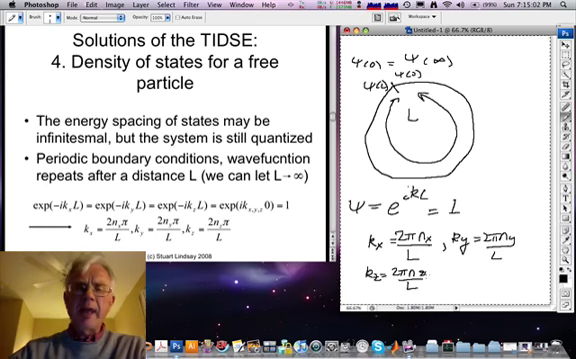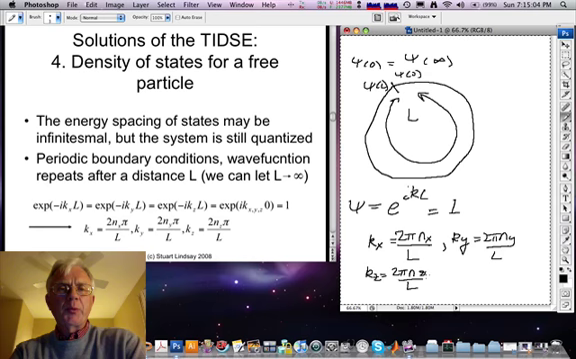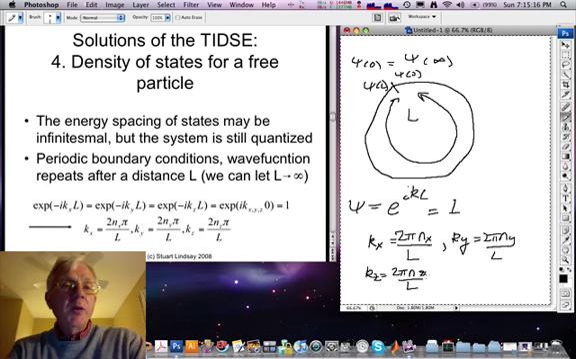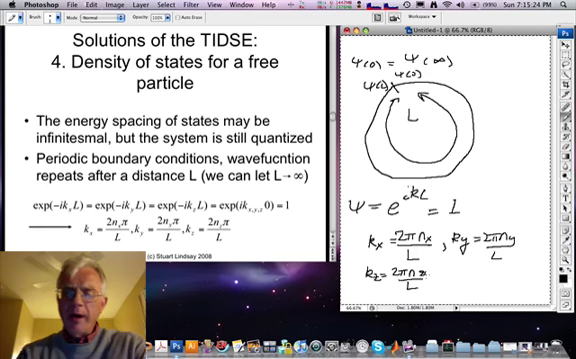notice now we have in this three-dimensional problem 3 sets of integers describing each state of the particle. These are called quantum numbers. For the particle in a box we just looked at in 1 dimension, there was one quantum number, n. For this free particle in 3 dimensions, we now have 3 quantum numbers, nx, ny, and nz.